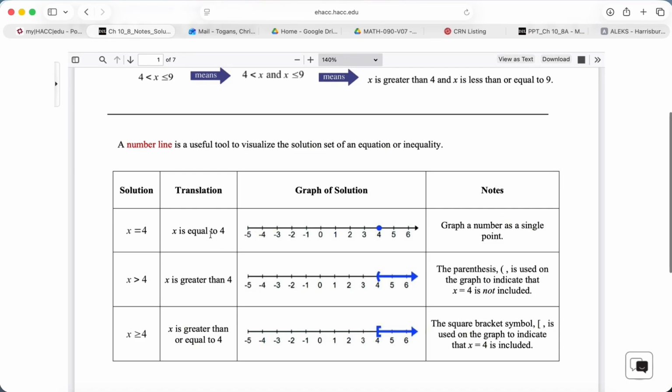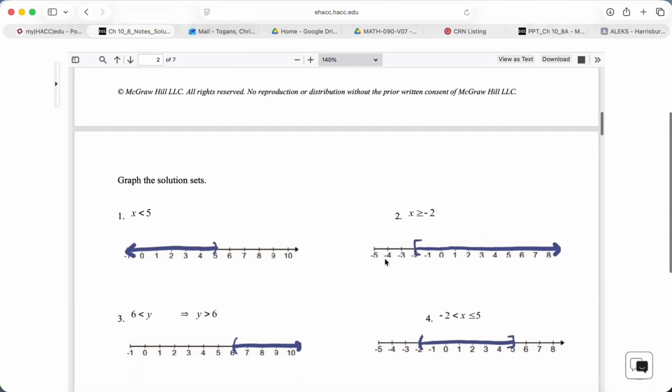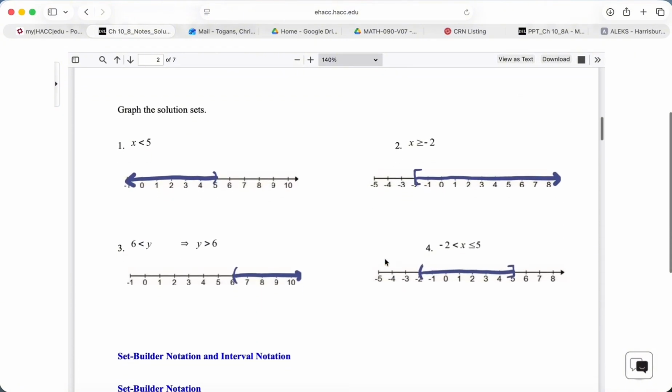So if it's x is equal to 4, then you just have a closed circle, a closed dot. If it's greater than, right, you're just moving to the right. You're pointing your arrow to the right. And if x is greater than or equal to, you just have a bracket. So just notice the difference between the parentheses and the bracket. And then you have more practice.